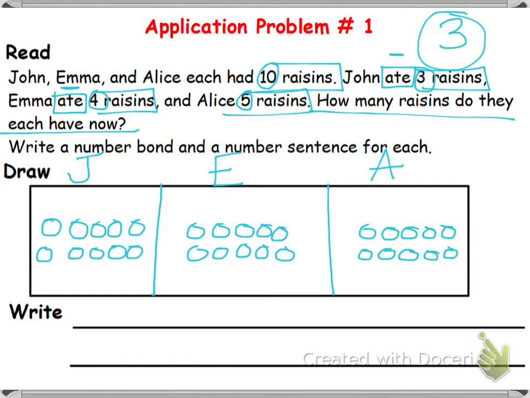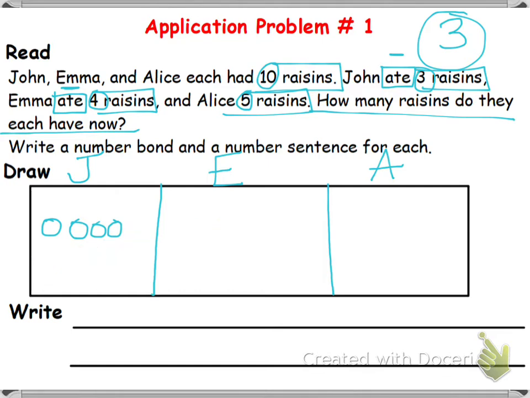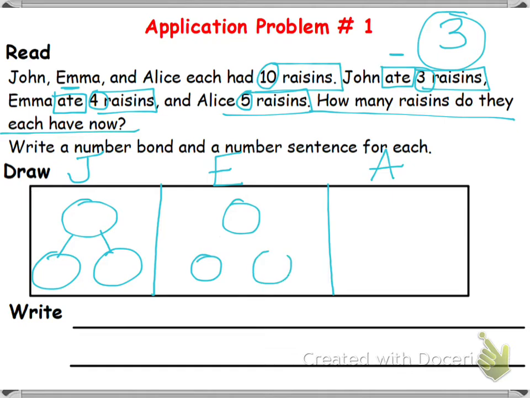All right. Now let's talk about John. John ate 3. In fact, guys, I am so sorry. Erase. Whoopsies. Miss Perkins is going crazy. We don't need to draw pictures for these. We're going to draw number bonds. I'm so sorry, guys. Please forgive me. Draw your number bonds for these. And now, they each had 10. So write 10 as our whole for each of the number bonds. Sorry, guys.